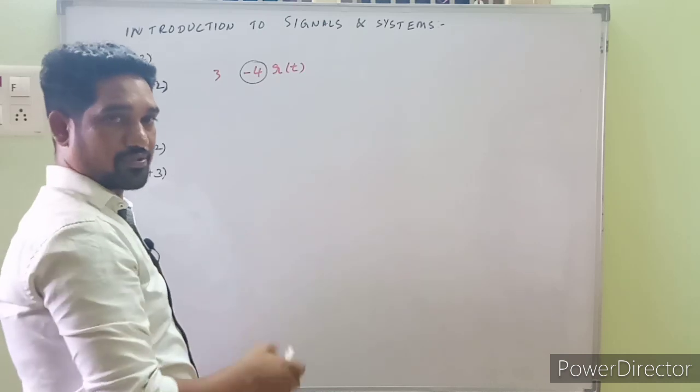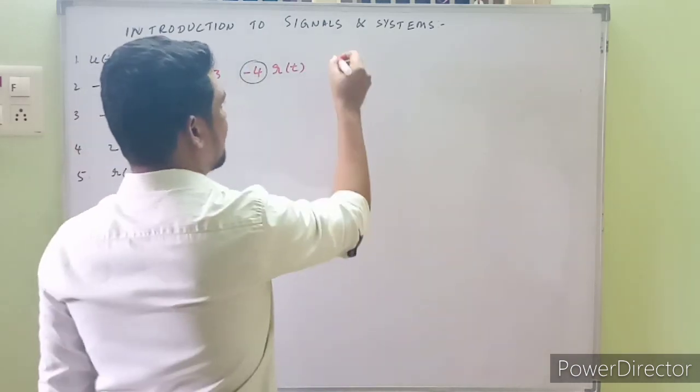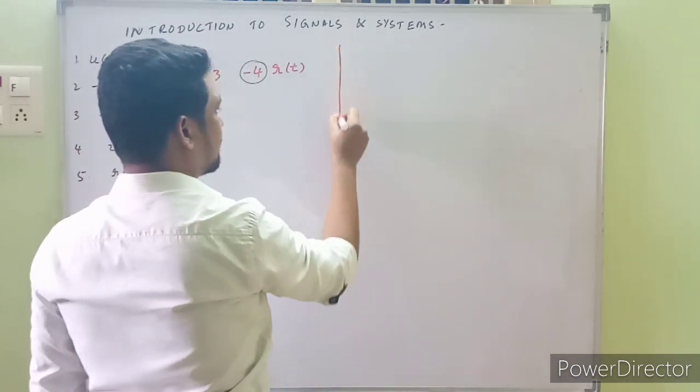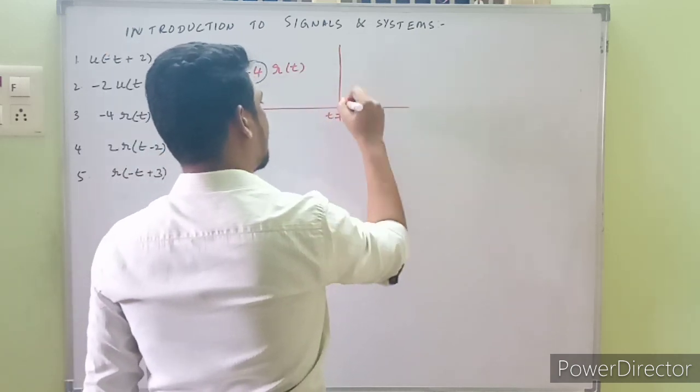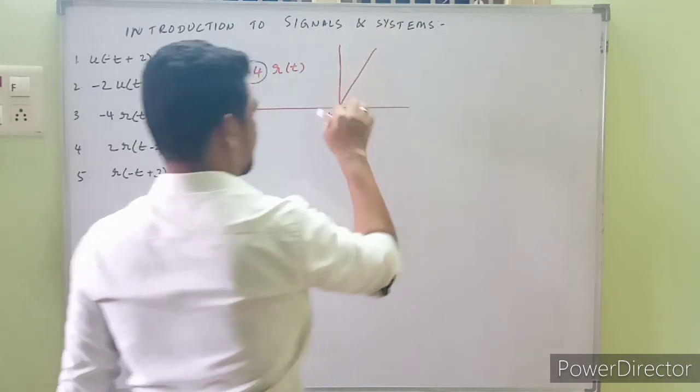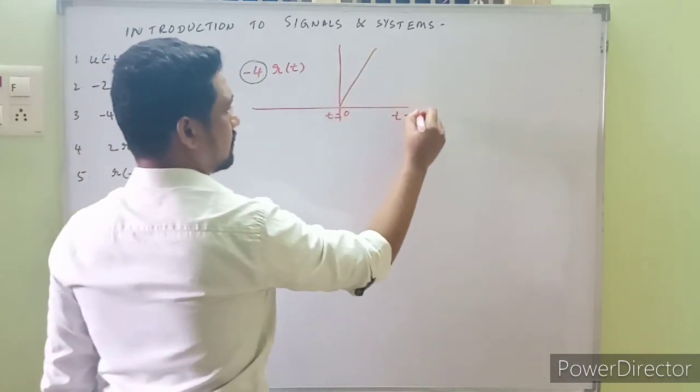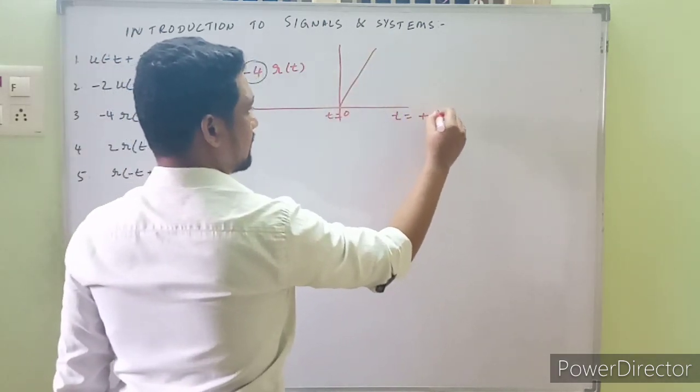It does matter. Now the usual ramp signal is like this one. That's a ramp signal, which starts commencing from t equal to 0. It's a positive time, going to t equal to plus infinity, right?